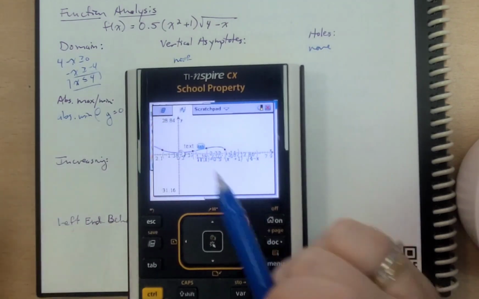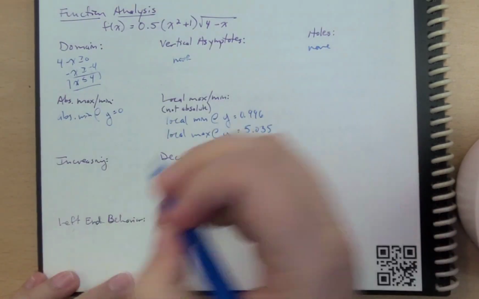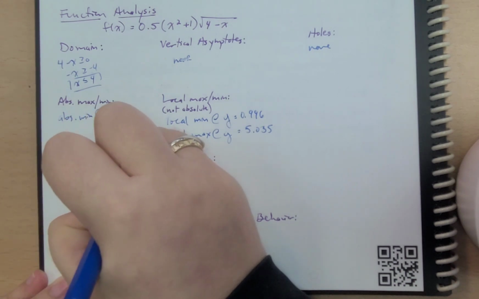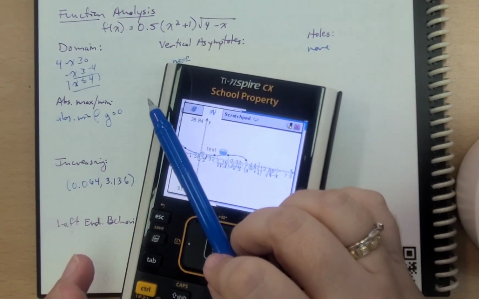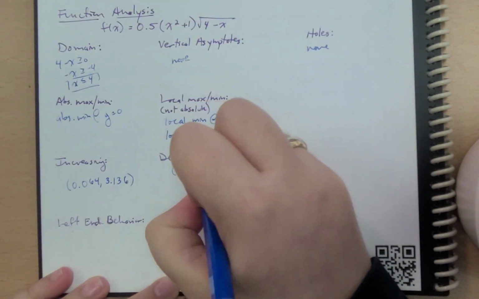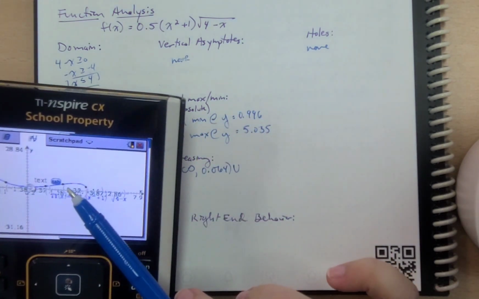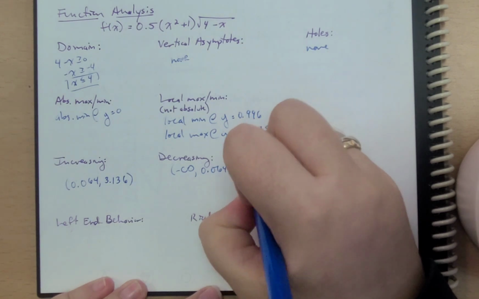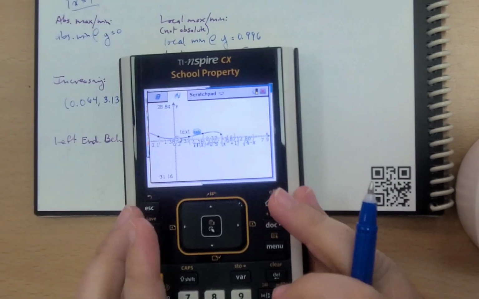Well, it's increasing from around here up to about here. So that is actually from 0.064 to 3.136. And then we're decreasing from, remember our graph was all the way out there, from negative infinity down to 0.064. And then again from 3.136 down all the way to 4. So from 3.136 to 4.